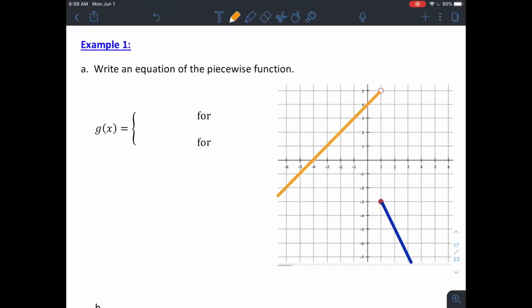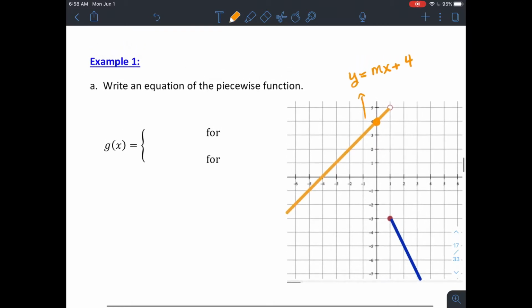If you're writing the equation of a piecewise function, you start like you would any other linear function by thinking about each piece individually and thinking about your slope and y-intercept. So I'm going to do this orange piece here first. You can see it crosses the y-axis at 4, so I'll go ahead and put my y-intercept in. I'm looking at rise over run to think about slope. It goes up 1 and right 1, so my slope is 1.